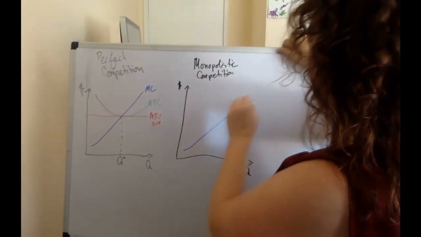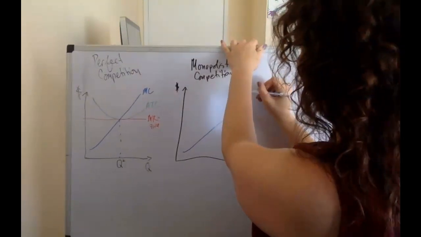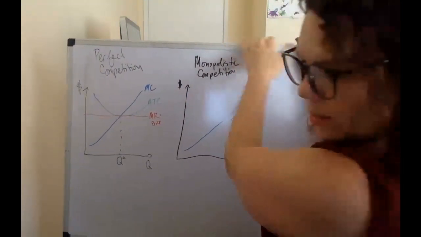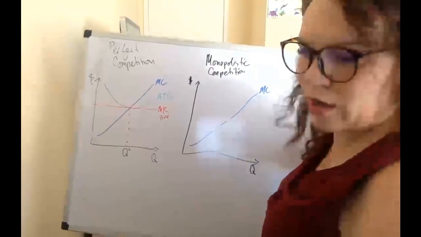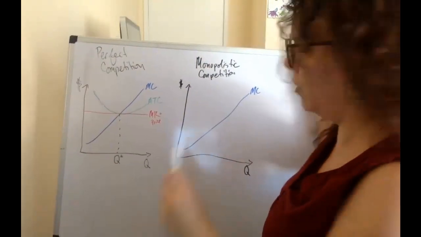So we're going to get our marginal cost curve in and our average total cost curve.